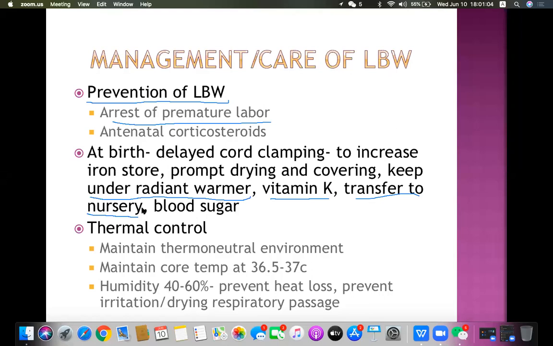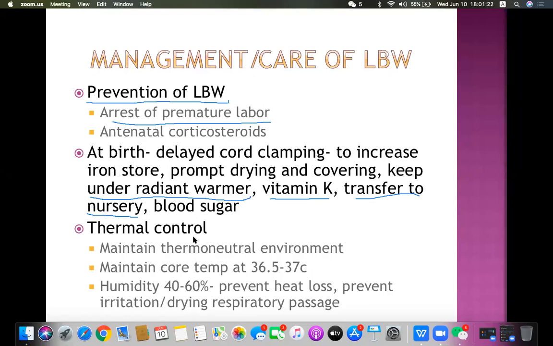For example, what is the blood sugar of that baby? I want to know. That can be easily done in the nursery. They can keep this baby inside the incubator. They can give IV fluid to the baby. They can give feeding to the baby. So all these things can be done.